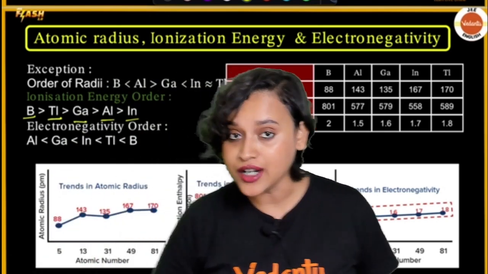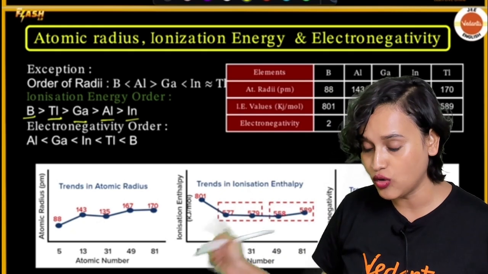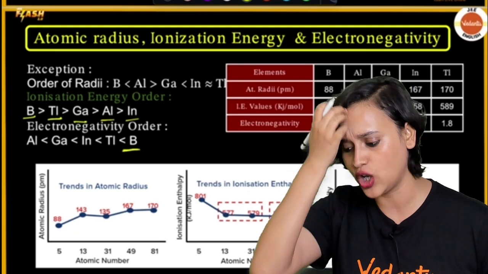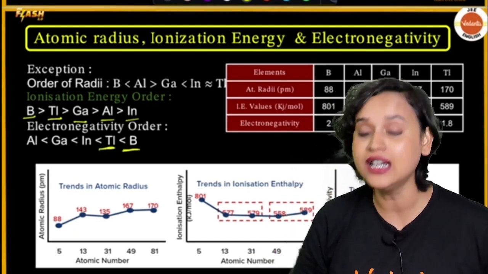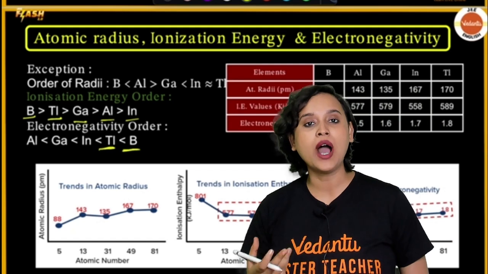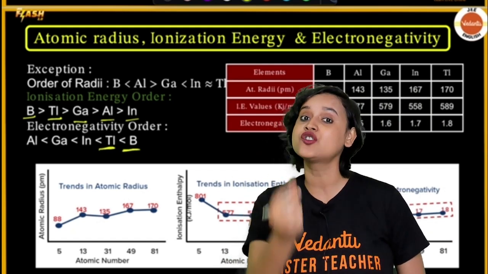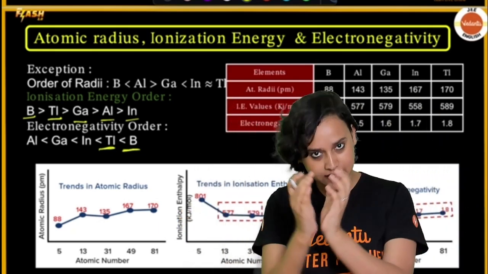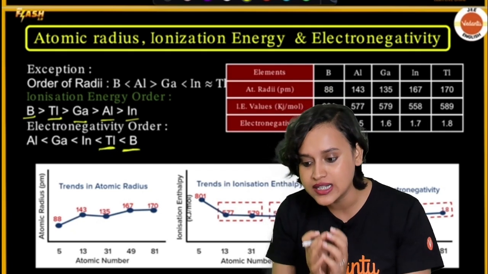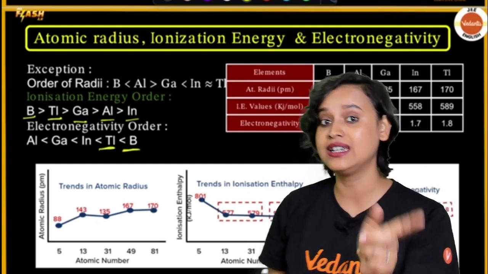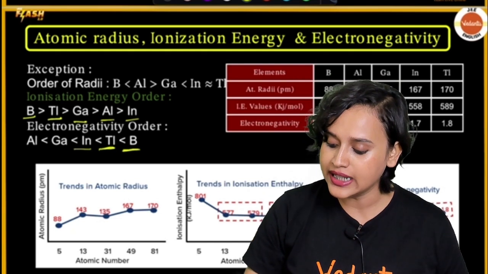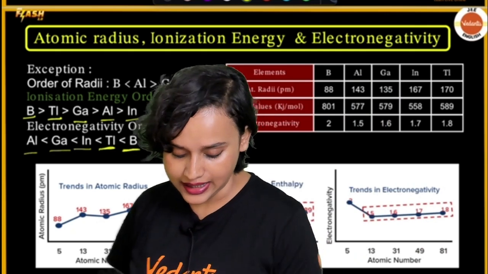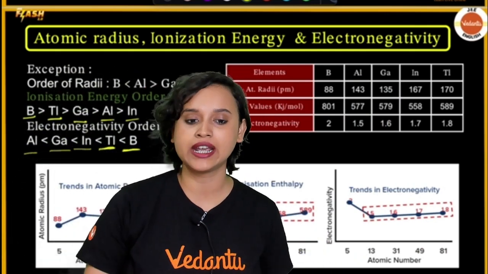Then when we come to electronegativity order, we once again know that boron has the highest electronegativity because of its smaller size. But we see that thallium comes in the next order. Why? Because of the f orbitals introduction, thallium has such a poor shielding effect that the atomic size reduces, and that is why the electronegativity is also slightly increased here. Okay, then it is indium, then gallium, and then aluminium. All right, that is the case about your electronegativity.